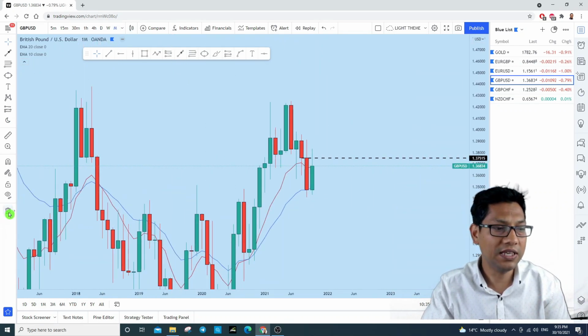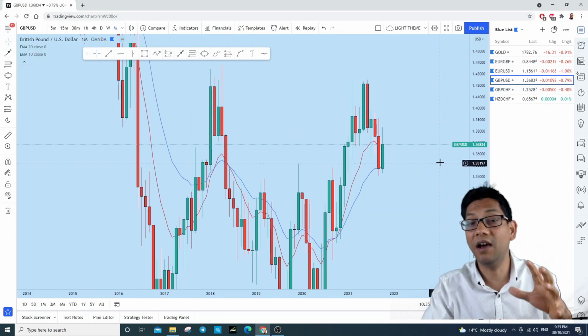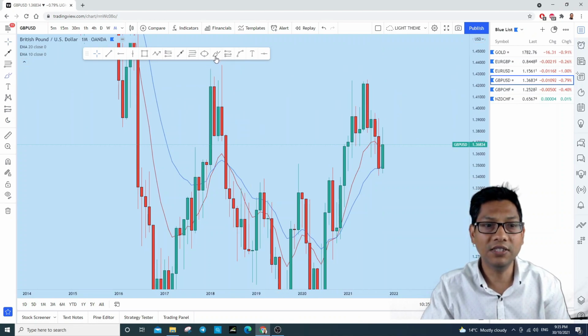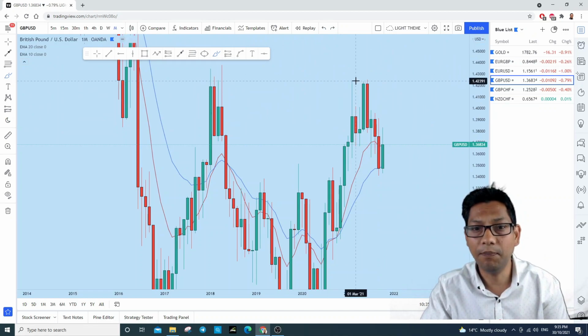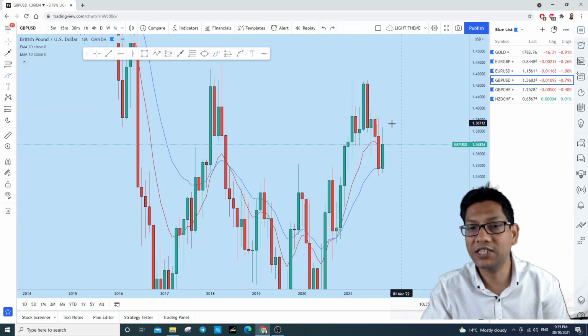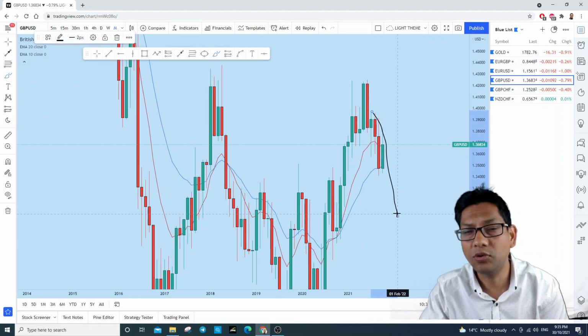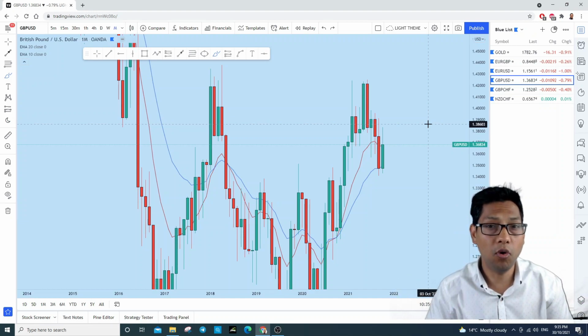As you can see, on the monthly GBPUSD has also created a reversal pattern. This is the reversal pattern on the monthly. This is a head and shoulder pattern. After this head and shoulder pattern, what you can expect is the price to break to the downside, and that is what happened. Now this is the overall picture.